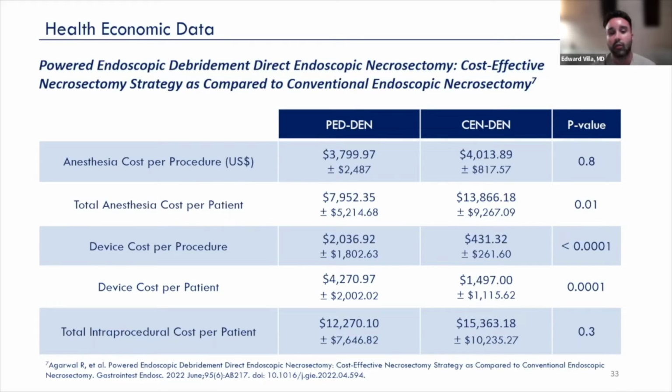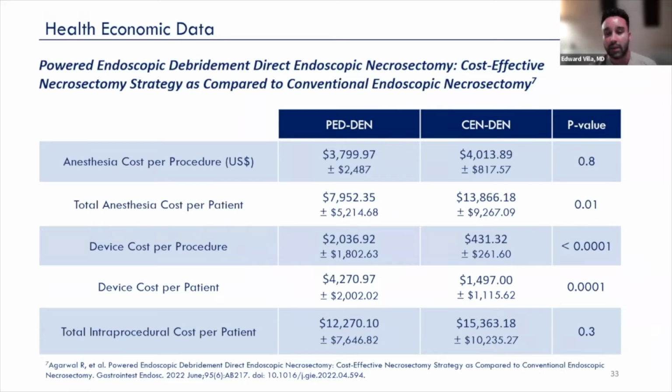And we also looked at the total procedure time. So we looked at the anesthesia start time and the anesthesia stop time, and we calculated, using our institution's protocol and cost models, how much that was. And so if you look at the two columns here, between EndoRotor, which is the first column on the left, and then the conventional, which is on the right, the anesthesia cost per procedure was the same.